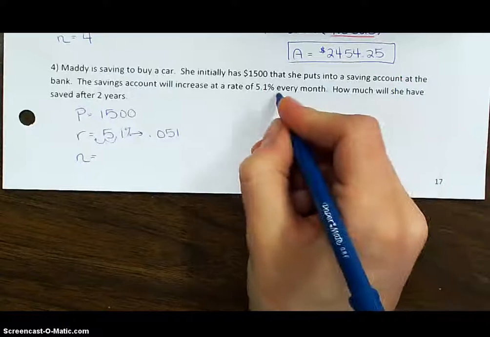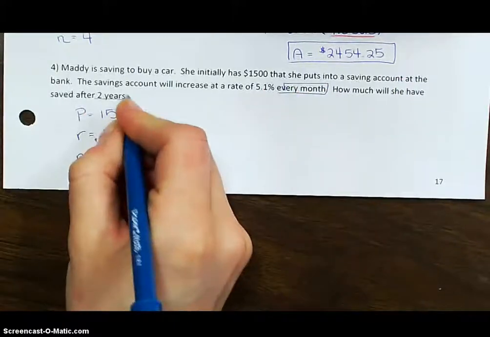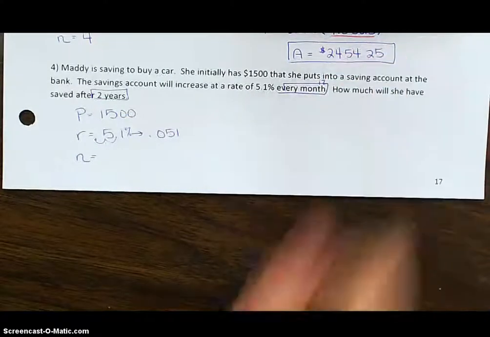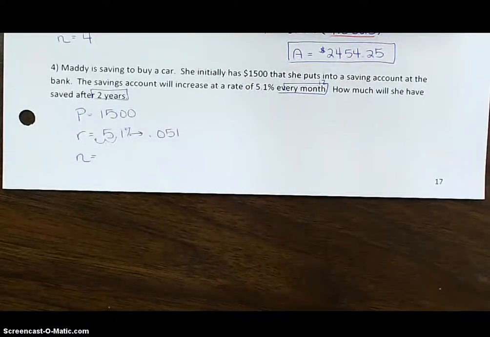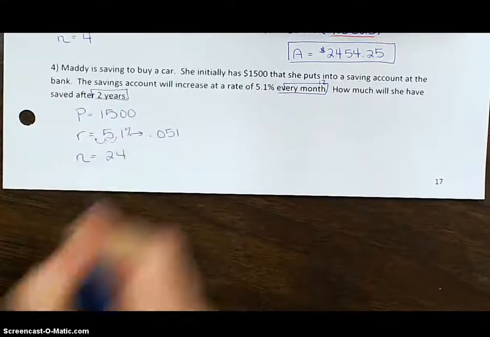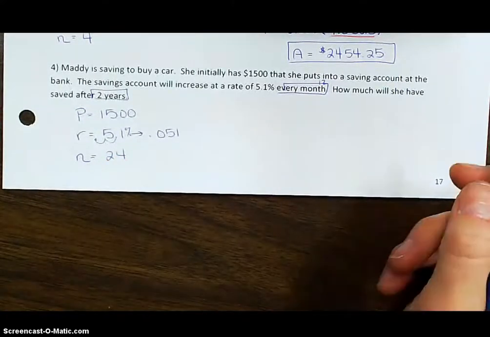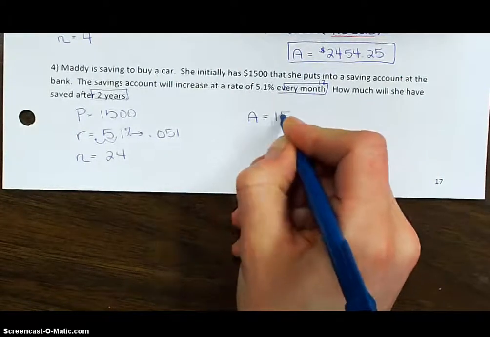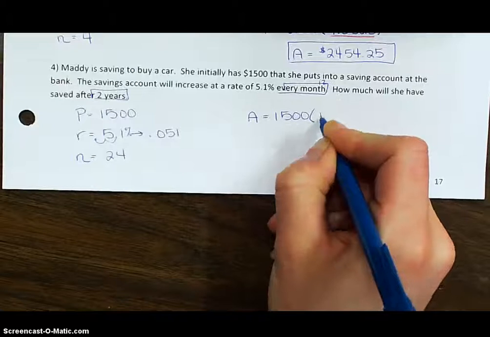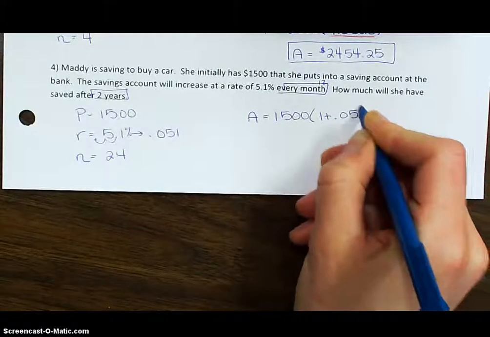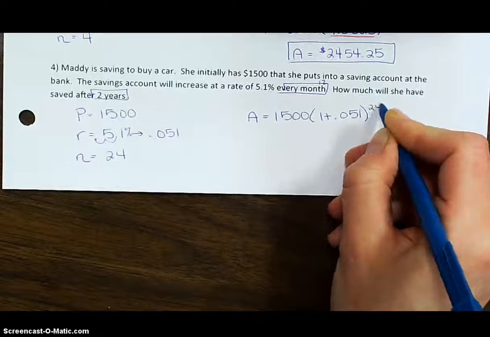Now, how many times will it happen? Well, here it says it's going to happen every month for 2 years. So how many times is that every month? Well, there's 12 months in a year, and it's going to happen for 2 years. So 2 times 12, it's going to happen 24 times. Okay, so now let's plug it into our formula. A equals our principal, 1,500. We are increasing, so it's 1 plus 0.051, all raised to the 24.